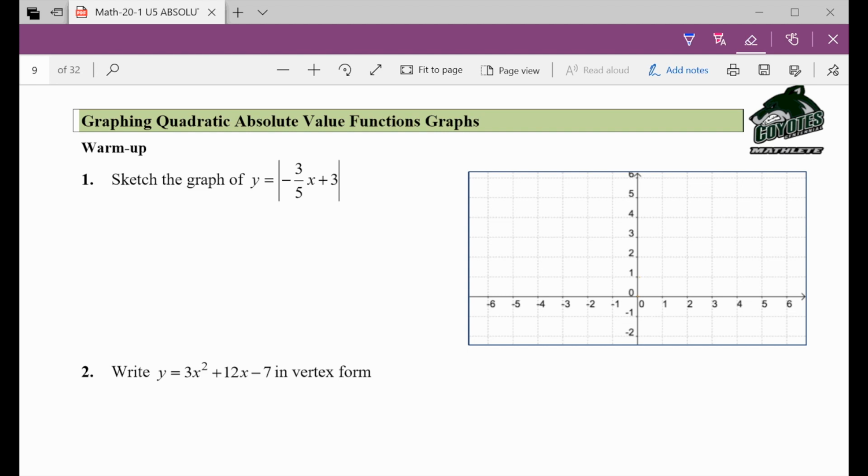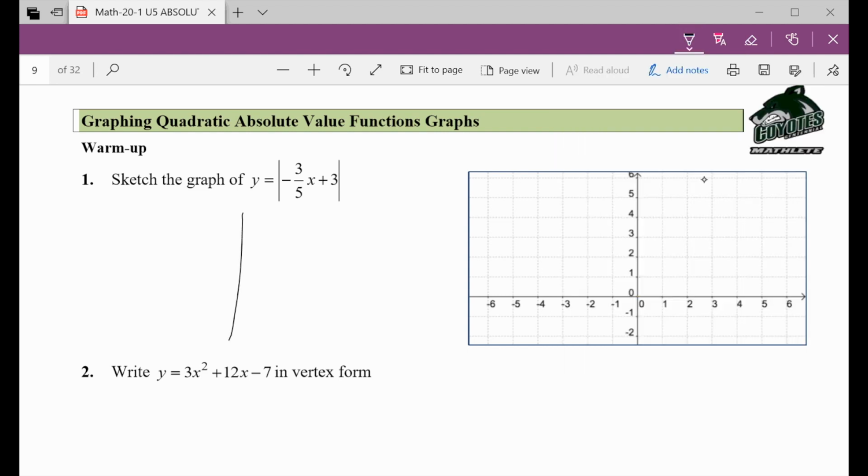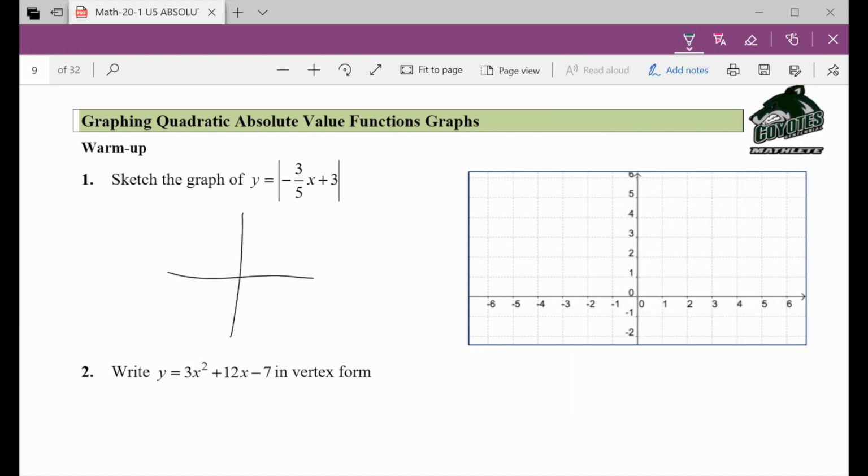We're going to sketch the graph as a start. Sketch the graph of y equals absolute value of minus 3/5 x plus 3. So let's just remind ourselves very, very quickly what it is we're doing here. What we're doing is on an xy coordinate, we are taking a line, and this has a negative slope, so let's do a line with a negative slope, right?